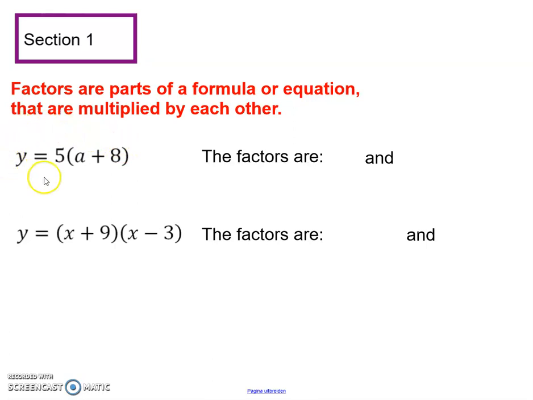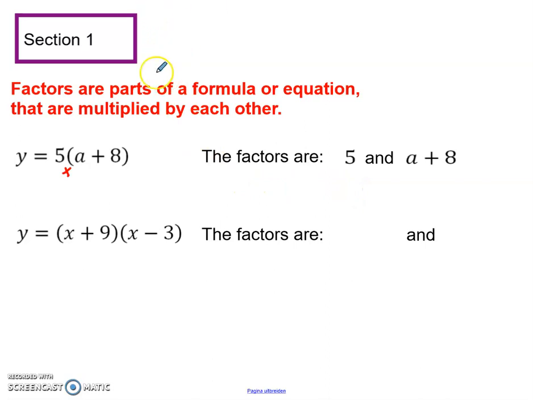So when we look at this formula, it contains two factors because there are two parts that are multiplied by each other. It's the 5 times this part. So this means the factors in this formula are 5 and a plus 8.